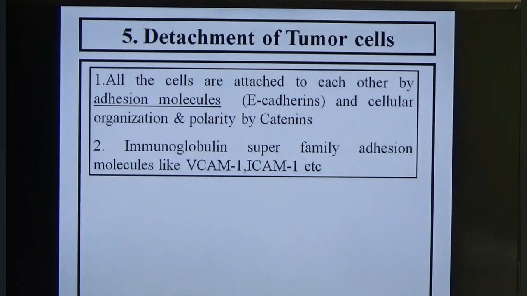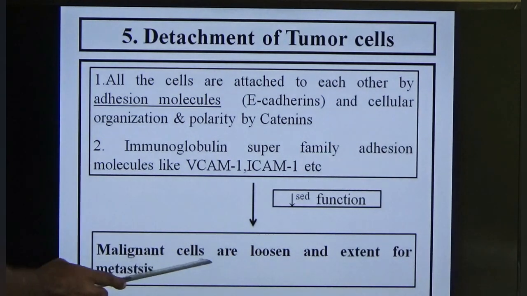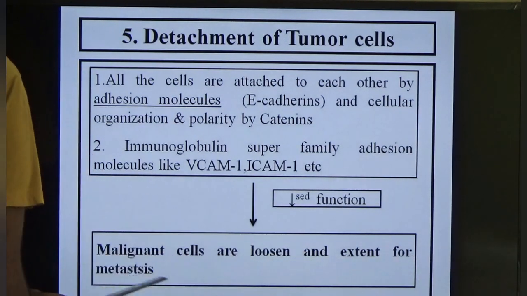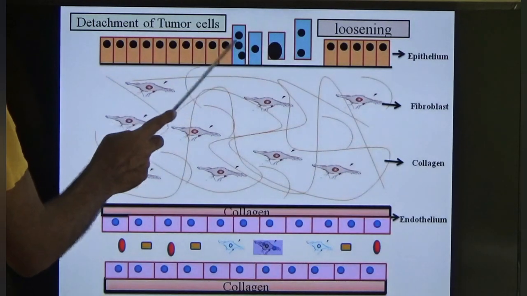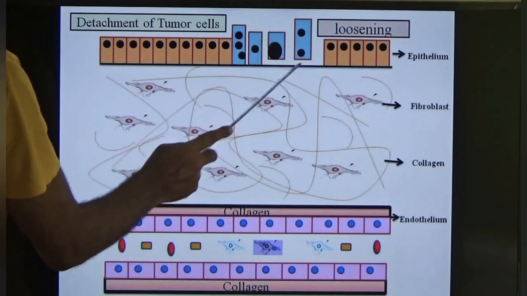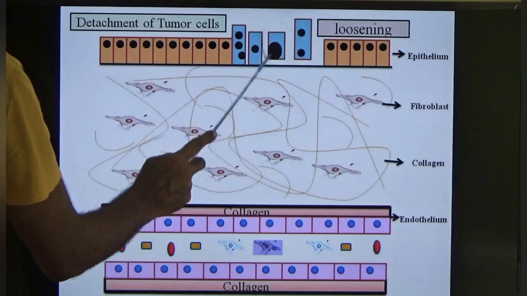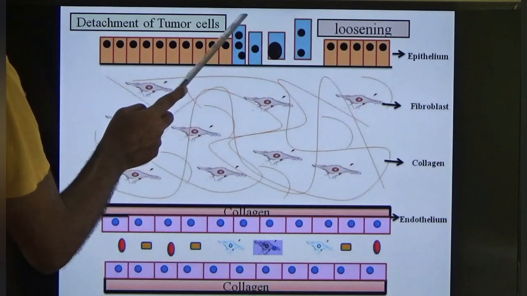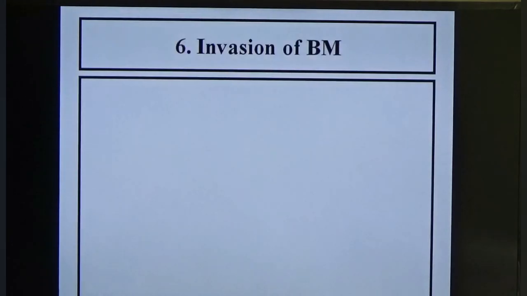So what happened? These adhesion molecules in the tumor have decreased function, which leads to malignant cells being loosened and extending for metastasis. Here you can see the cells. The malignant cells will be loosened because the adhesion molecule will not work properly. That leads to loosening. This process is known as the detachment of the tumor cells. Okay. Next one, invasion of the basement membrane.